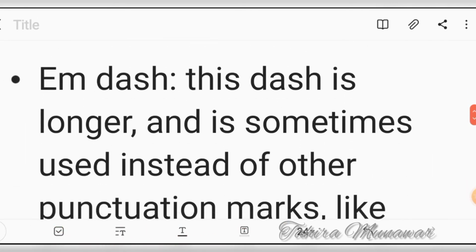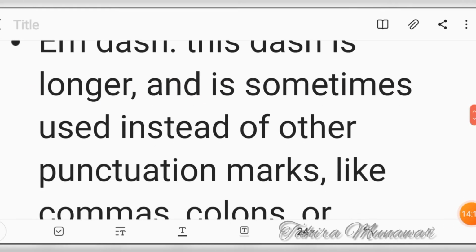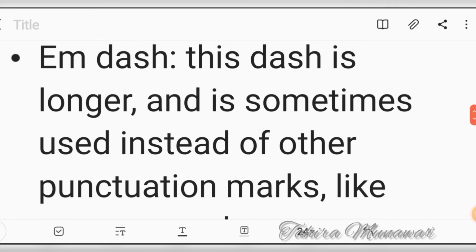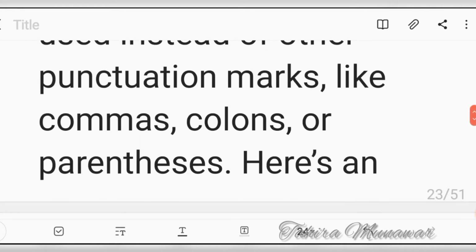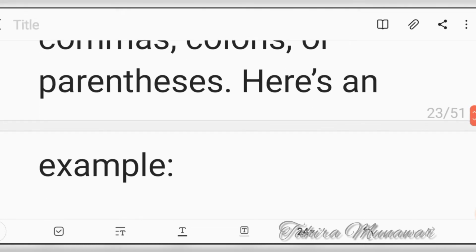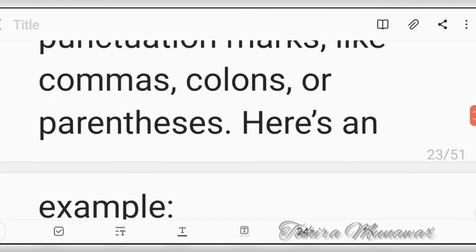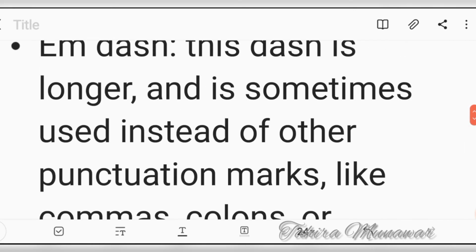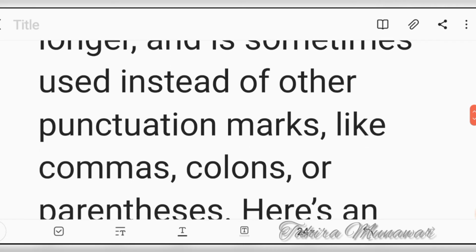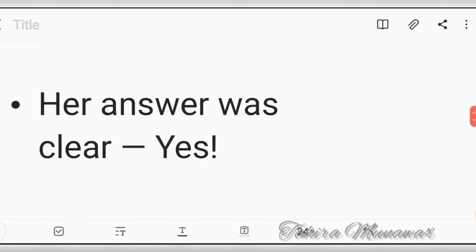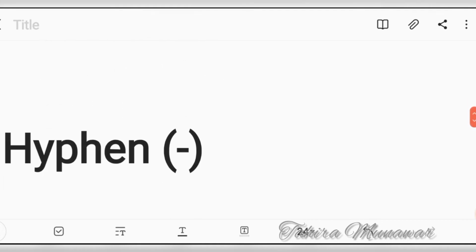So, the em dash. The second form of dash is the em dash. This dash is longer. It is sometimes used instead of other punctuation marks like parentheses, commas, or colons. So you can replace a comma or a parenthesis with this dash. That is the longer dash. This is to explain something further that has been said earlier. Here: her answer was a clear yes.